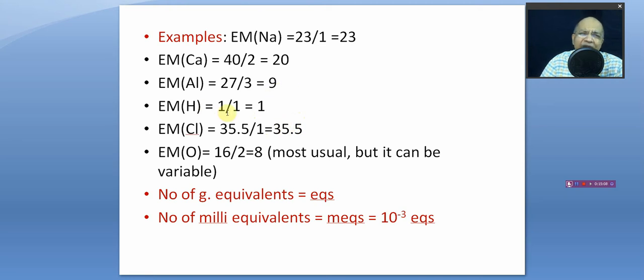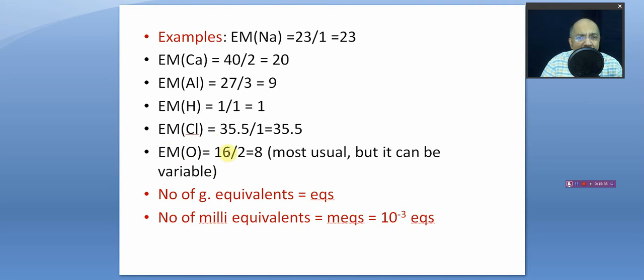And if it is hydrogen, 1.008 by 1 is equal to 1.008. And chlorine, same, 35.5, the average atomic mass, by 1, because chlorine will gain 1 electron. Its valency is 1, right? Most of the time it forms chloride. I'm talking of chloride. Don't confuse with chlorine acquiring some positive oxidation states. I'm not talking about that.